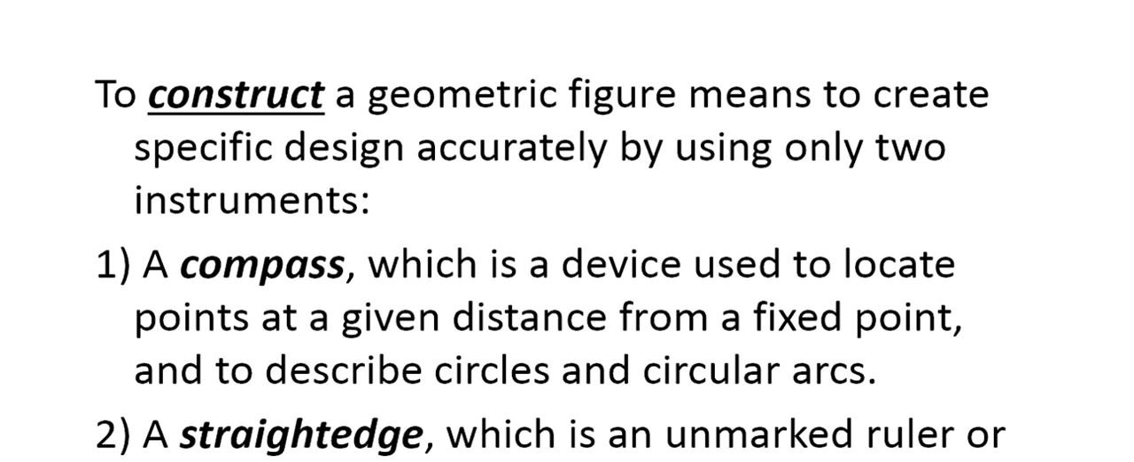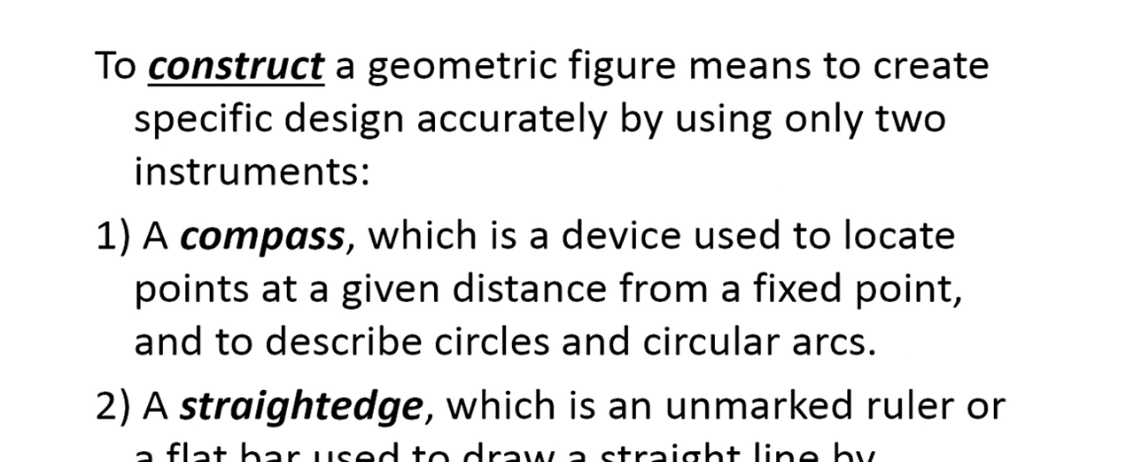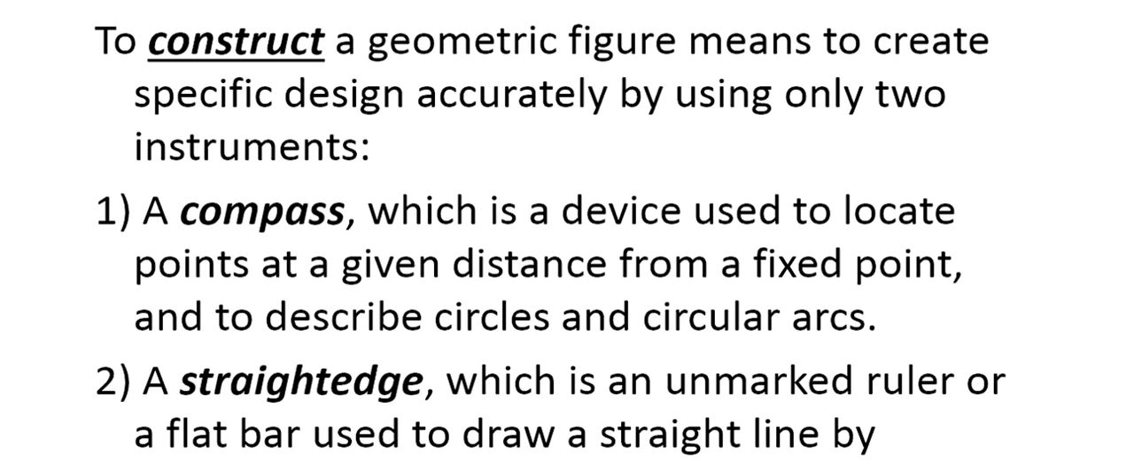Alright, so first things first, what does it mean to do a construction? To construct a geometric figure means to create a specific design with some accuracy using only two instruments. The first instrument that we're going to use is the compass itself. And the compass is a device that's used to locate points at a given distance from a fixed point and to describe circles and circular arcs.